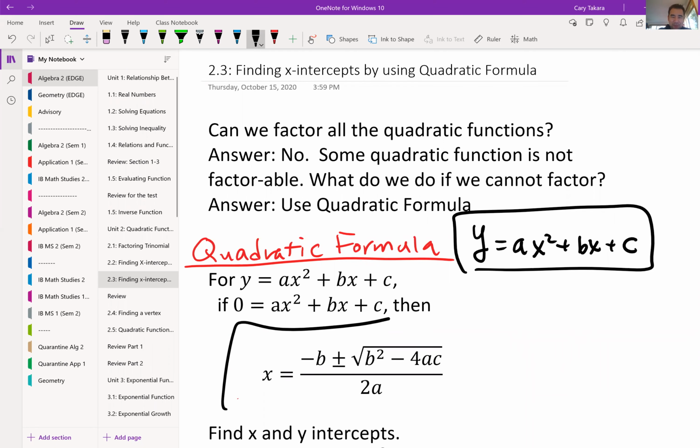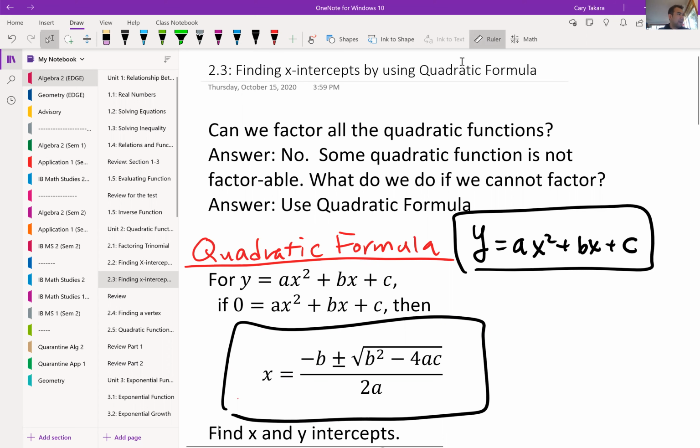Does anybody remember this from Algebra 1? You must have done this, but we're going to do this again. Yeah? Haiti, you've seen it before. Yeah? Have you guys seen that? Negative b plus or minus square root of b squared minus 4ac.